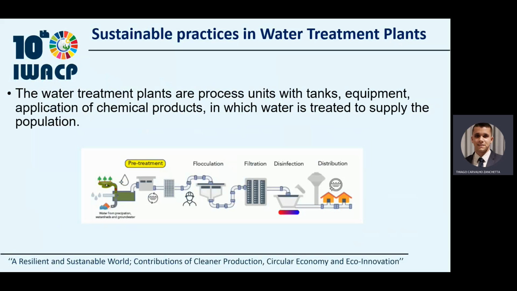The first step is a pre-treatment to remove the solids. After that come the steps of flocculation and filtration. And after that you need disinfection and removal of microorganisms, and now the water is approved for distribution to the population.